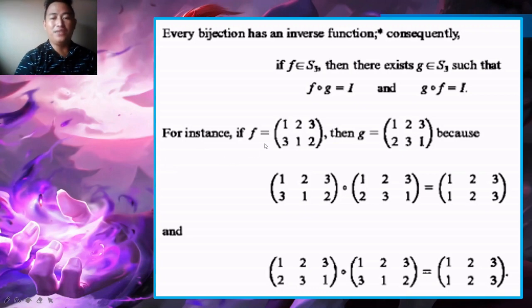So, for instance, if F is 1, 2, 3 and then 3, 1, 2. So, 1 goes to 3, 2 goes to 1, 3 goes to 2. Then G is this one: 1 goes to 2, 2 goes to 3, and 3 goes to 1. We check if their composition gives the same result. Okay. So, first F and then G. Now, start here with G. Start with 1. Okay. Copy 1, 2, 3.